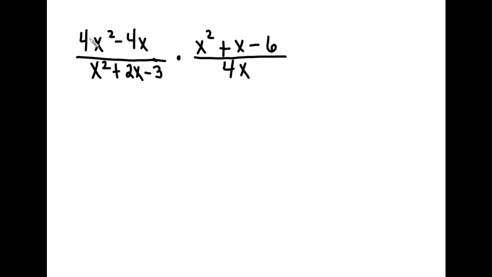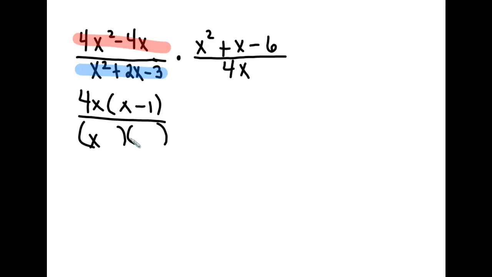In this example, let's start by factoring 4x squared minus 4x. We can do this by taking out the greatest common factor, 4x. That leaves x minus 1. Now let's factor the denominator, x squared plus 2x minus 3.